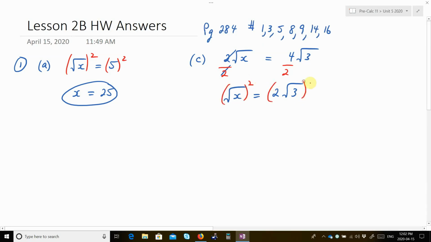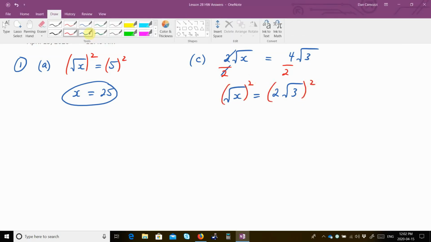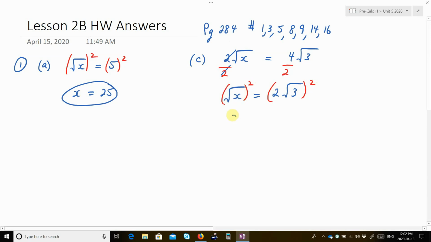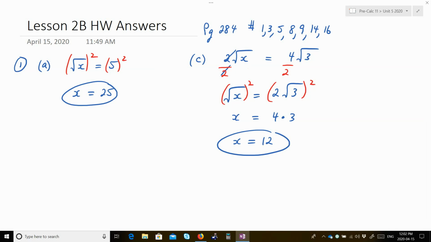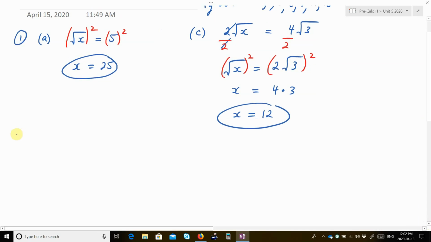So squared, squared. The square root of x squared leaves us with x. Everything gets squared on the right-hand side. 2 squared is 4 times the square root of 3 squared is just 3. So it's 4 times 3 over there, and we get x equals 12. Okay, and if I put 12 in there, I'm not going to get the square root of something working out to a negative, so that looks like a good answer. Let's try letter E.